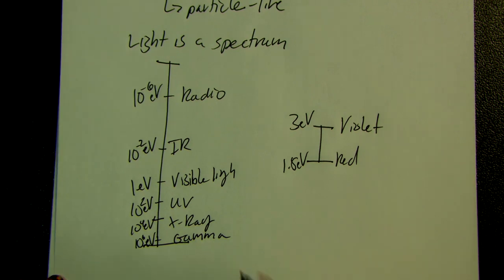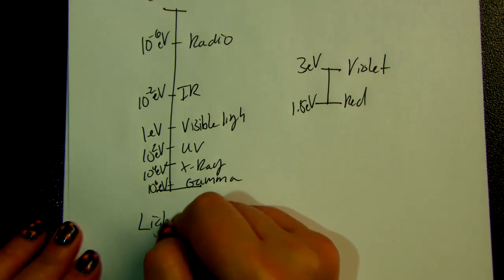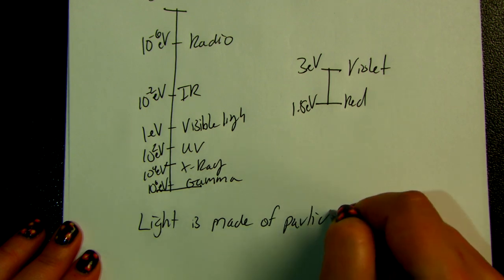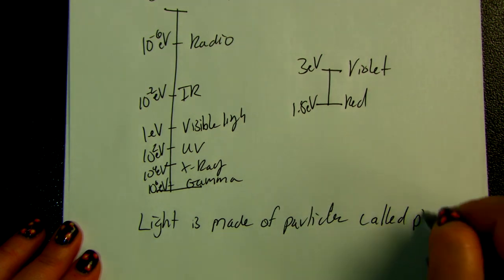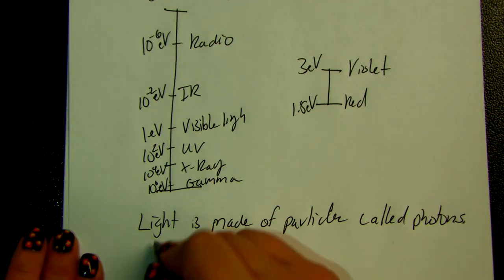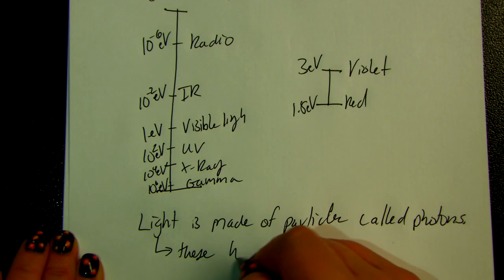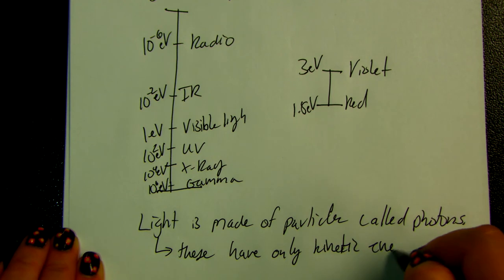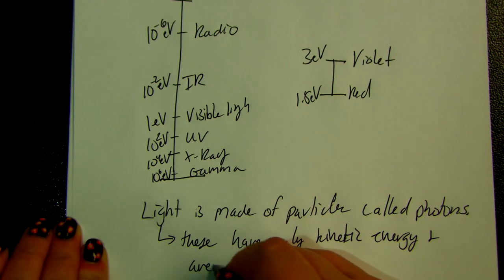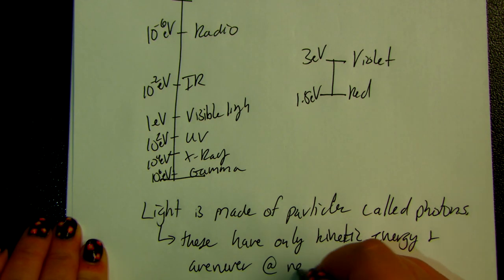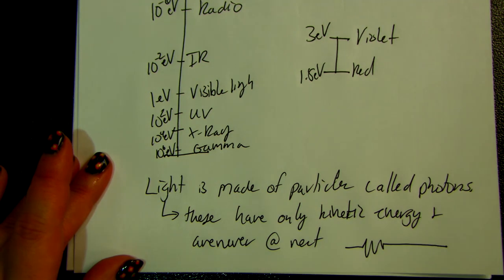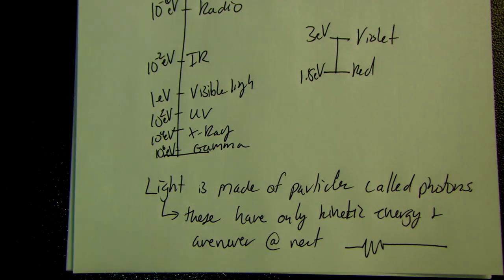Another cool thing about light: light is made of particles called photons. And these have only kinetic energy and are never at rest. They're always traveling. So you've got a packet of energy traveling at the speed of light. There is a photon, or an artist's rendition of it.